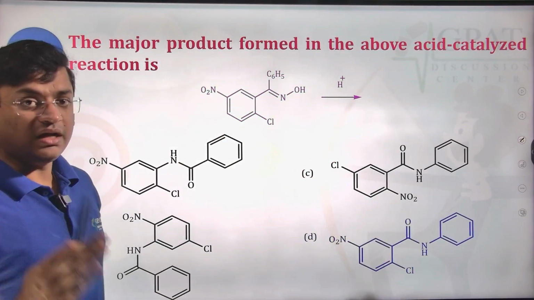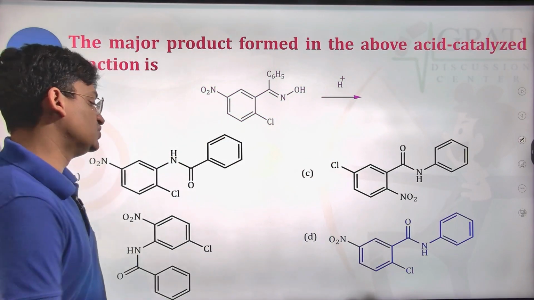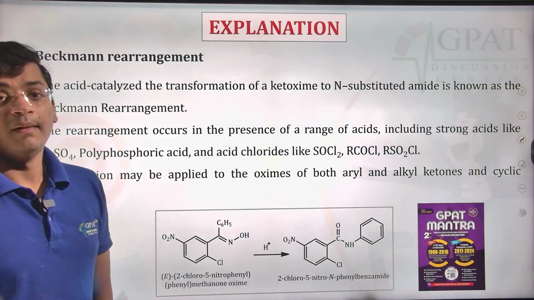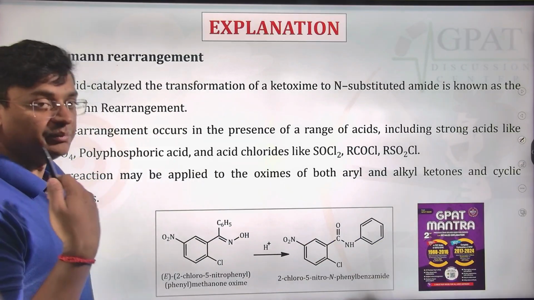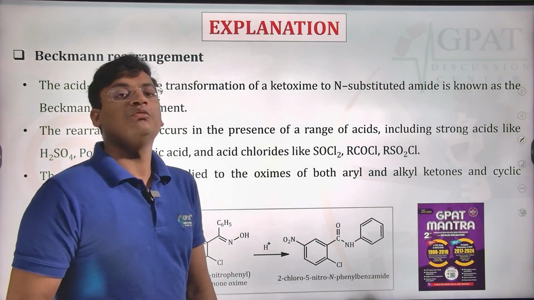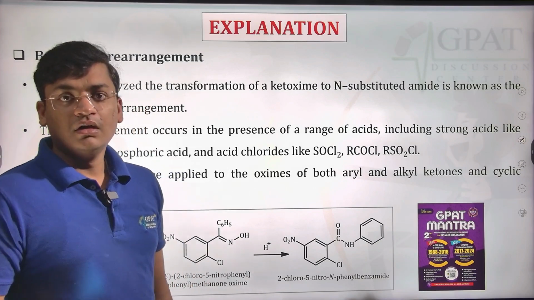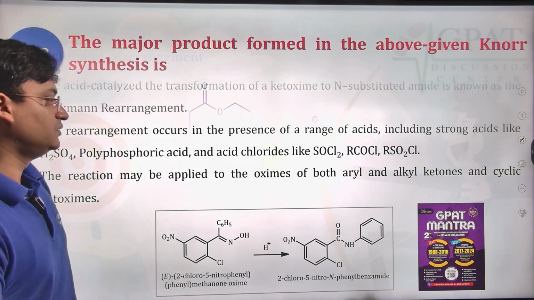D is the correct rearrangement. So yes, D is the right answer, and it's a Beckmann rearrangement reaction in which under acidic conditions our oxime group rearranges to give our amide product.